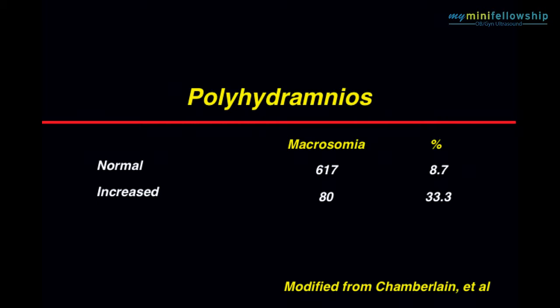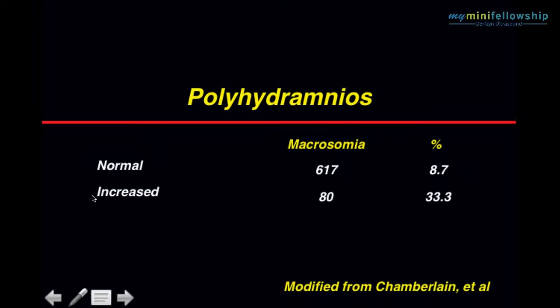The next important thing to realize is that macrosomia, and I'm not talking about macrosomia from diabetics necessarily, although it doesn't matter what the cause of the macrosomia was. Macrosomia is the most common fetal cause of polyhydramnios. So anomalies and macrosomia are the two leading causes of fetal reasons why you get polyhydramnios.